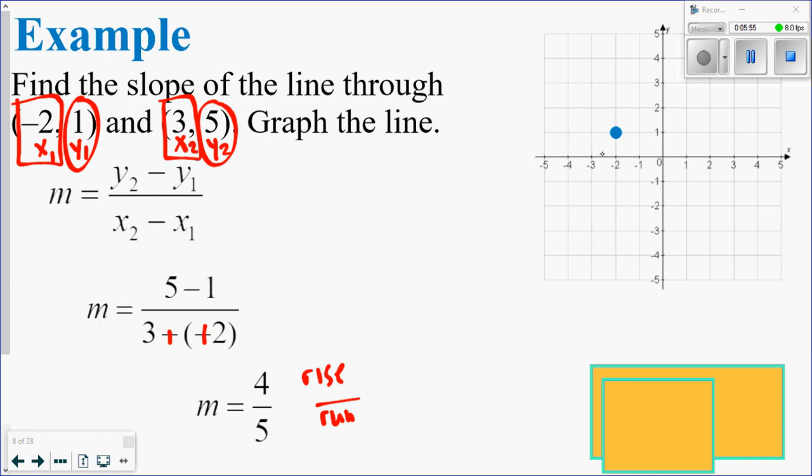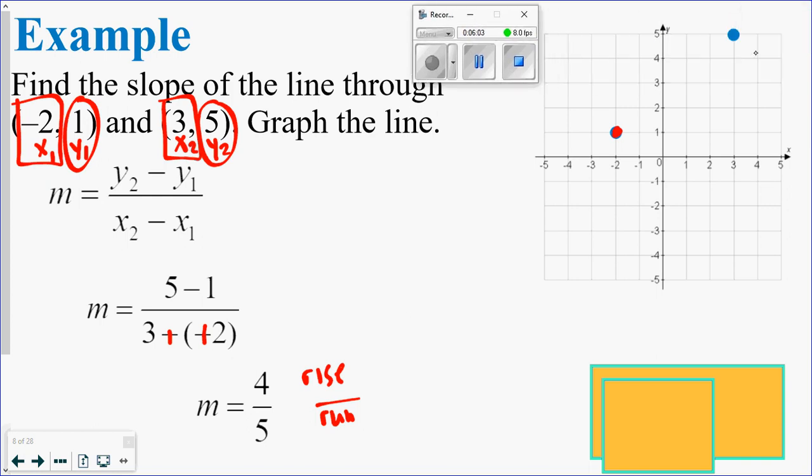So if we plot our two points, we've got (-2, 1), which we already have a point here, and (3, 5), which is here. And then if we draw our line, and it's really hard to draw on this and make it straight, there is our line.